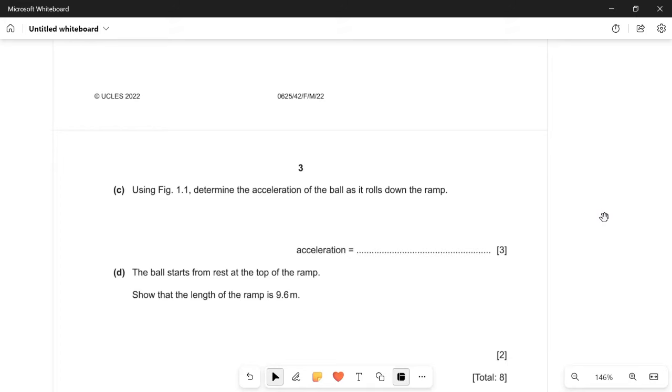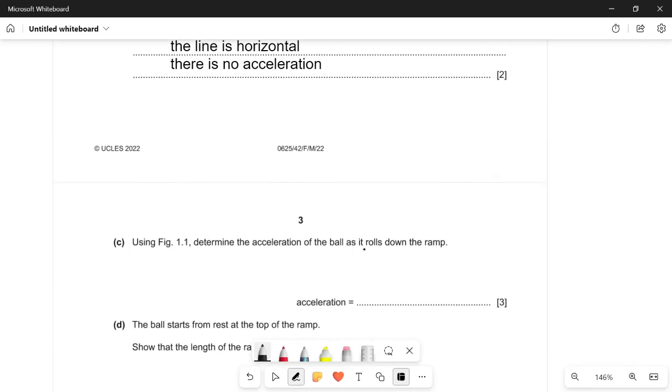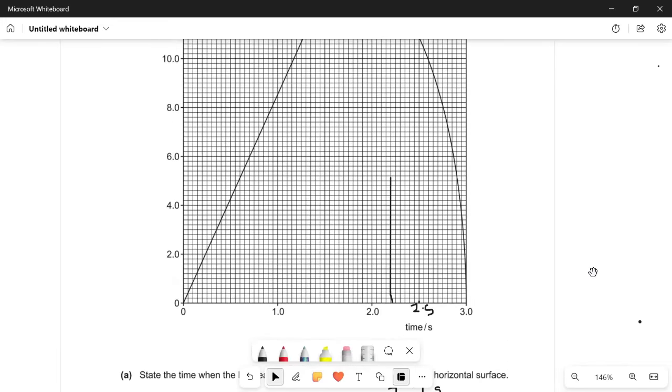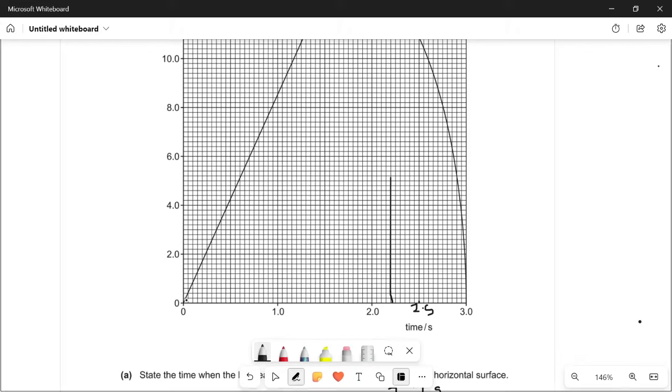So part C: using Fig 1.1, determine the acceleration of the ball as it rolls down the ramp. To figure out the acceleration, we go back to the figure. We're asked the acceleration as it rolls down the ramp, so that means when it had increasing speed. So when you go back to the graph, we are asked to determine the acceleration of this section of the graph.